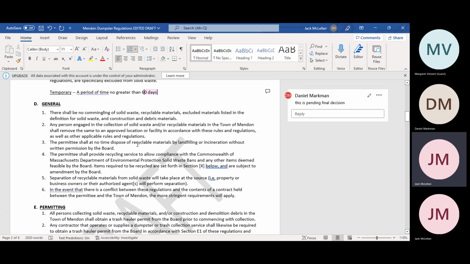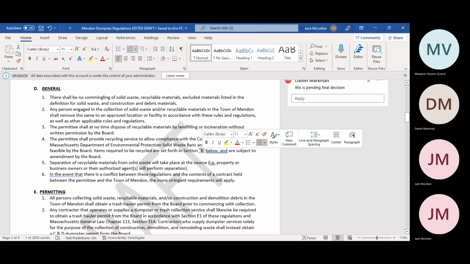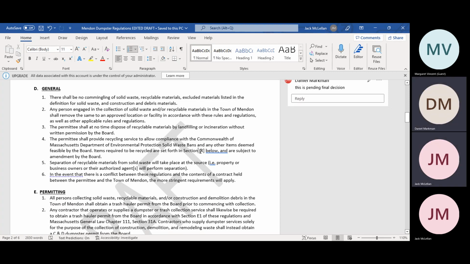Yep. All right. Now, the next paragraph, D, general. Any comments, changes that anybody would like to see in that paragraph? On number 4, I'm assuming that I'm changing X to G again. Correct. All right.